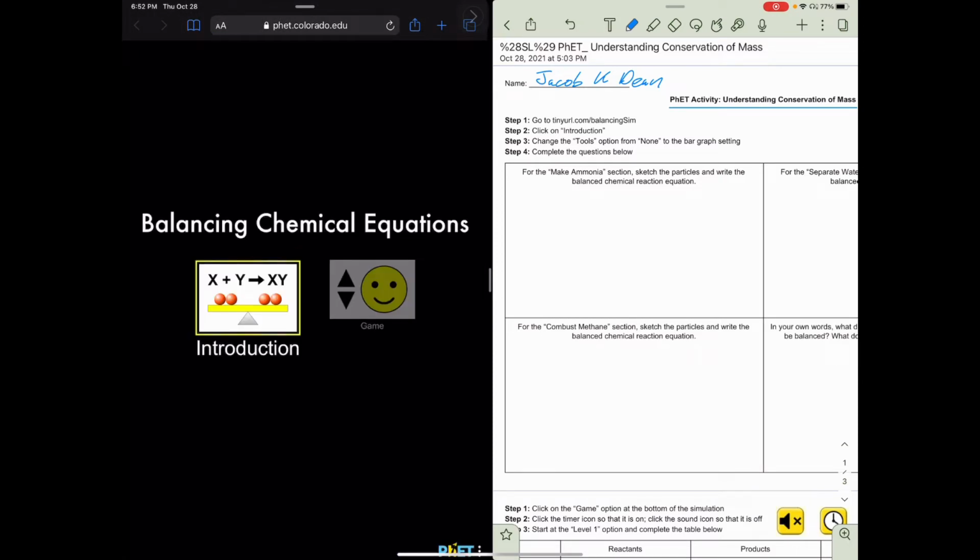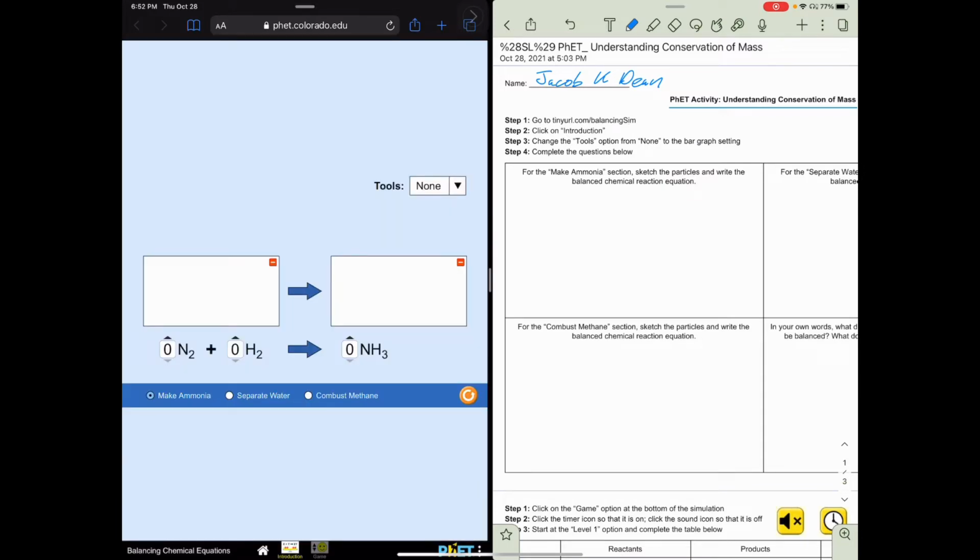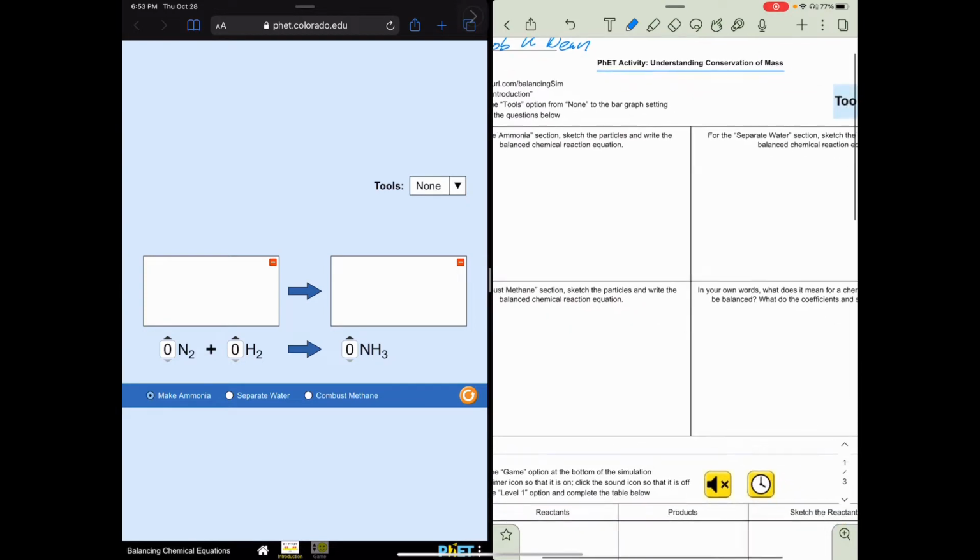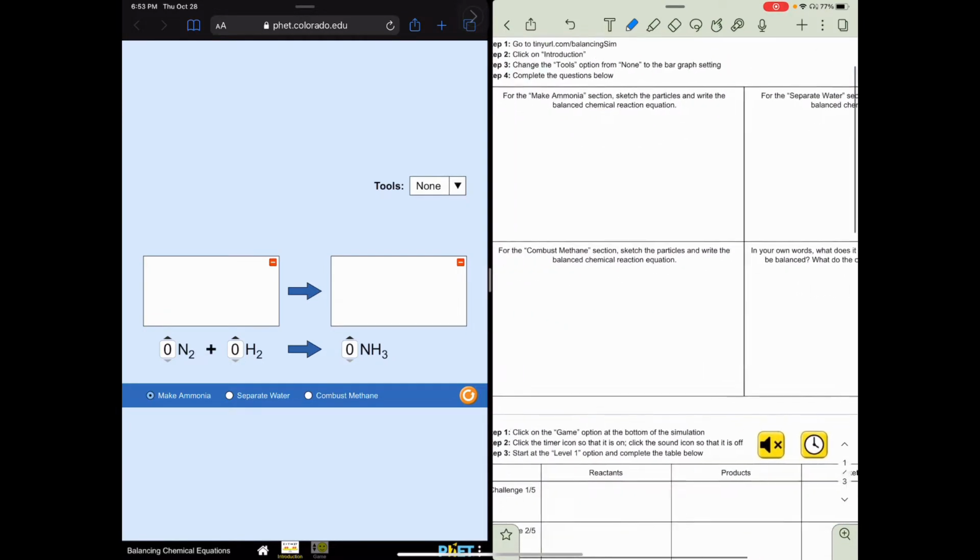I would double check to make sure that this S is capitalized. Sometimes they're really touchy about that kind of stuff. But make sure you're in the right spot. You're going to click on the introduction section and make sure right here, I can't show you on my iPad, but you're going to make sure that the tools here are selected as none, just like the direction says. So school is just reading directions. If you read the directions, you'll actually do pretty well. So you're going to complete these 4 questions over here.